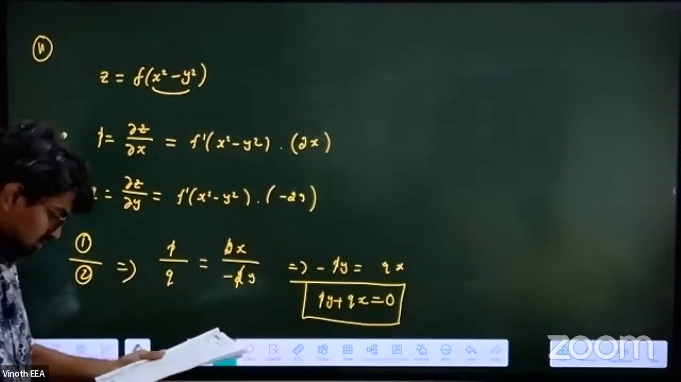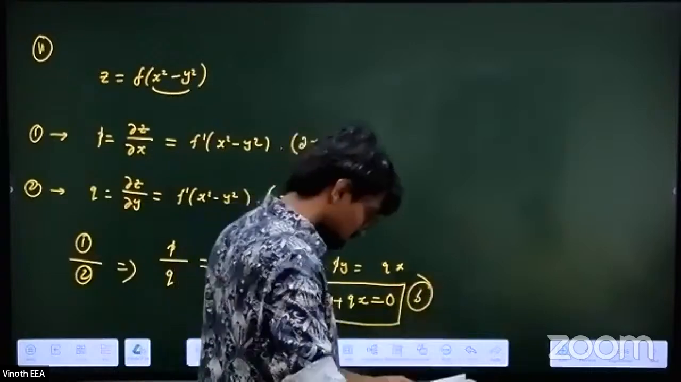So py plus qx, option B. Next, 12th one.